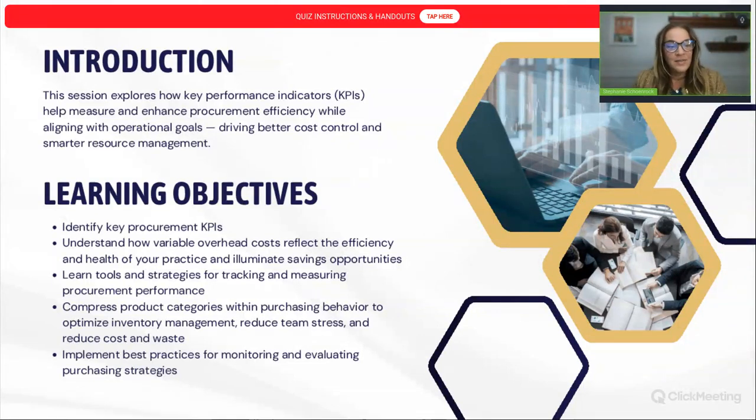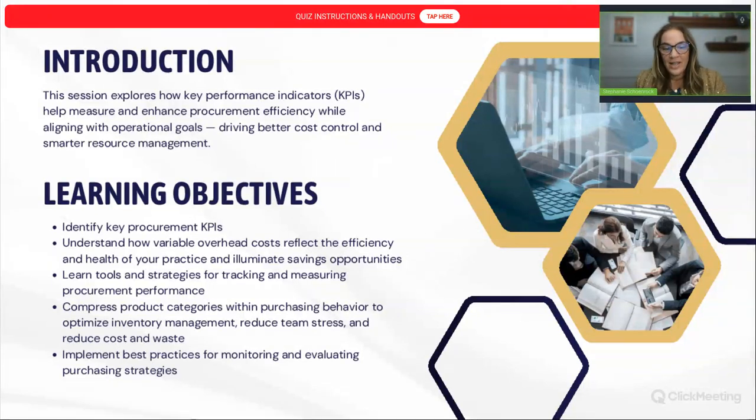The learning objectives are to identify some of the key KPIs, understand how variable overhead costs reflect efficiency and the health of your practice. Variable overhead fluctuates with the volume of patient care, or fluctuates with the volume of production. So even consistent patient care affects procurement costs.